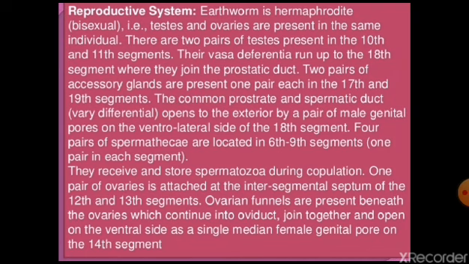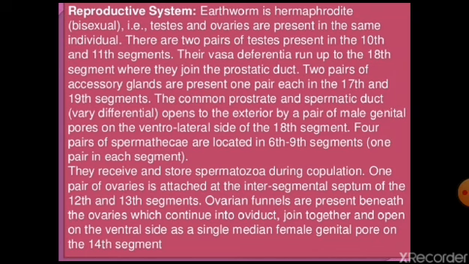Reproductive system. Earthworm is hermaphrodite, as we have already said that. That means they are bisexual, which means testes and ovaries are present in the same individual. There are two pairs of testes present in the 10th and 11th segment. Their vasa deferentia run up to the 18th segment, where they join the prostatic duct. Two pairs of accessory glands are present, one pair each in the 17th and 19th segment.